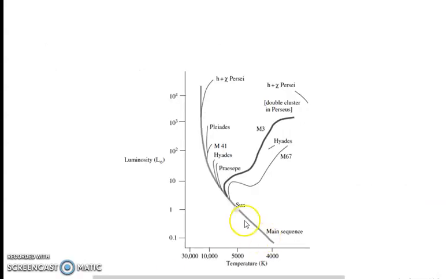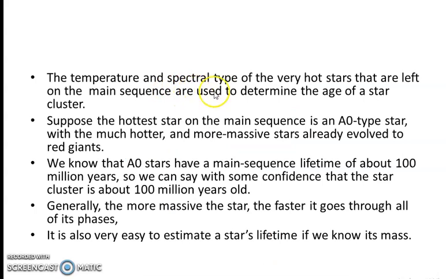അപ്പൊ ബൈ കമ്പയറിംഗ് ദി HR ഡയഗ്രാം we can get the age of the star cluster. അപ്പോൾ ഇങ്ങനെയുള്ള ഡിഫറെന്റ് ക്ലസ്റ്റേഴ്സിന്റെ HR ഡയഗ്രാം കൊടുത്തിട്ടുണ്ട്. O-type സ്റ്റാർസ് മെയിൻ സീക്വൻസിൽ അല്ല എങ്കിൽ അതിന്റെ ഏജ് കുറച്ച് ഹൈ ആണ്. പിന്നെ A-typeും മെയിൻ സീക്വൻസിൽ അല്ലെങ്കിൽ ഏജ് കുറച്ചുകൂടെ ഹൈ ആണ്. So the temperature and the spectral type of the very hot stars that are left on the main sequence are used to determine the age of the star cluster. Suppose the hottest star on the main sequence is an A0 type star, with the much hotter and more massive stars already evolved into red giants.